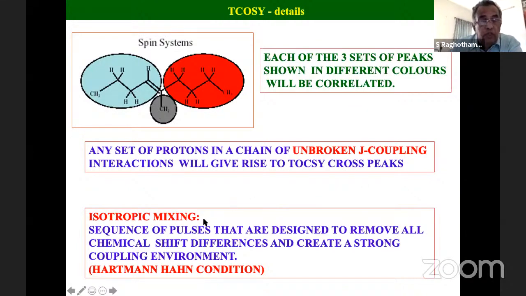Now, what do you mean by isotropic mixing? It's simply a sequence of pulses that are designed to remove the chemical shift differences and create what is known as a strong coupling environment. Essentially, in the long pulse, it takes the system into a strong coupling environment so that all connectivities are linked to one another in a set of peaks with unbroken J connectivity.